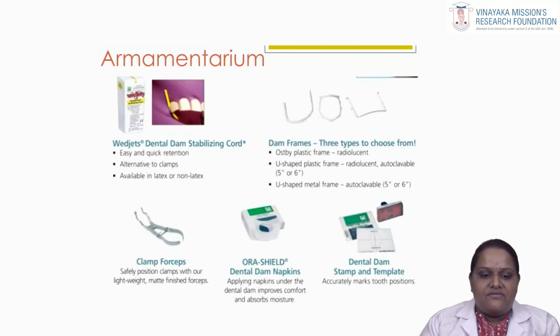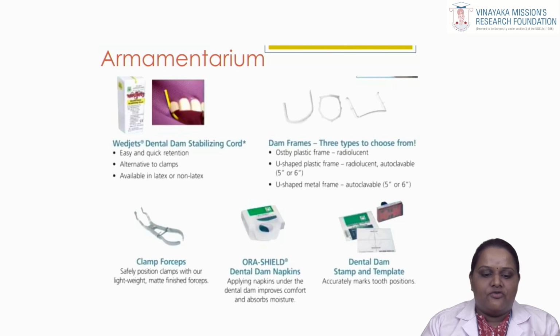Apart from this, we even have the Wedgets dental dam stabilizing cord. It paves the way for easy and quick retention. It's used as an alternative to clamps. It's available in latex or even non-latex materials. Then the rubber dam frame, there are three types to choose from. One is the plastic frame, that is radiolucent. It's even more flexible, and still it is autoclavable. The U-shaped plastic frame is radiolucent and autoclavable, and is meant for a 5-inch or 6-inch rubber dam. And the U-shaped metal frame, which is autoclavable, is again available in 5 or 6 inches.